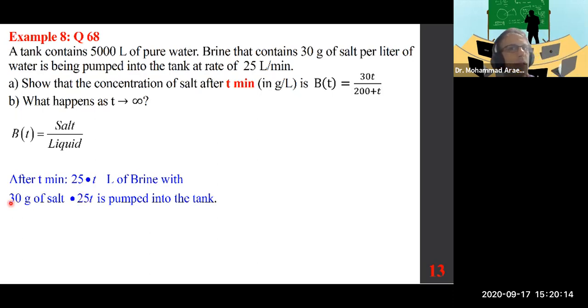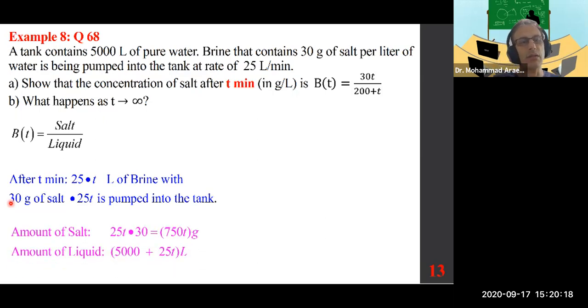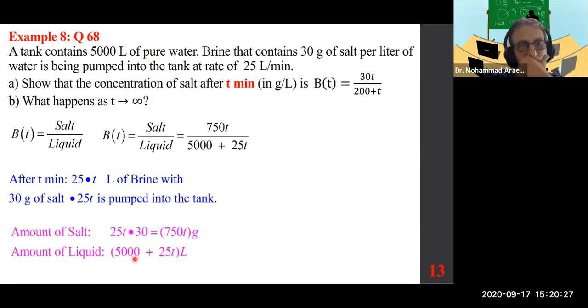So I hope it's clear as to how we arrive at this. The amount of salt is 25t times 30, and the amount of liquid is what we have added plus the original amount. So that's the answer. So we justified it. Clearly, there is a common factor of 25.